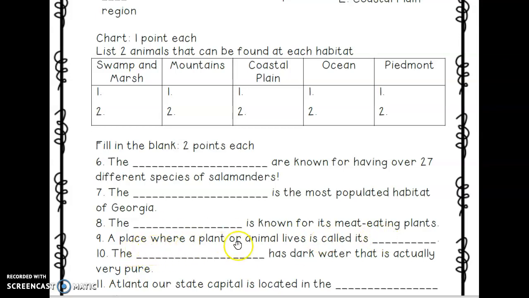Number 9, a place where a plant or animal lives is called its what? Where do plants and animals live? If you said habitat, that's right. Plants and animals live in a habitat.